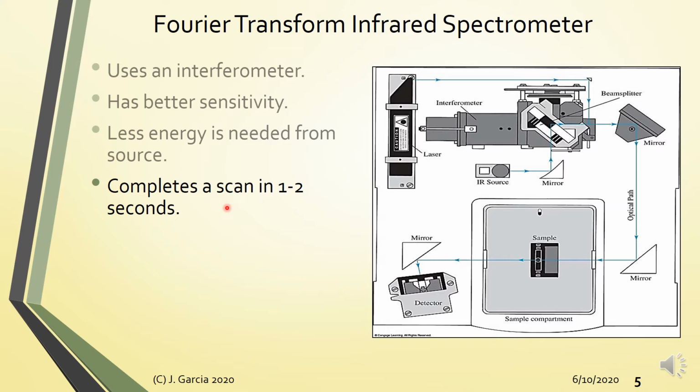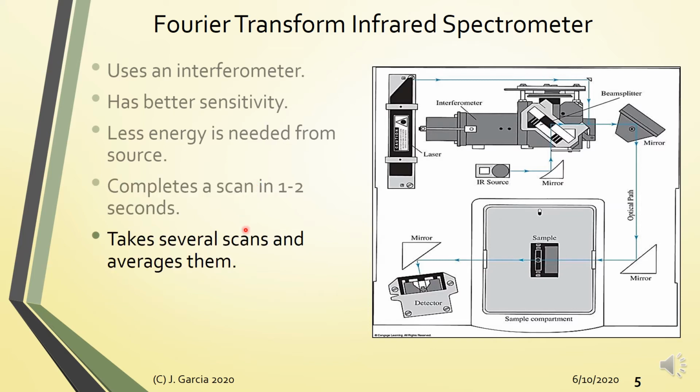However, one disadvantage is that if the weak signals of your sample in the IR spectra are important to you, these usually disappear or become even smaller after averaging. So if they are important to you, you need to lessen the number of scans so that the intensity of those small peaks is not lost or excessively attenuated. So again, you take several scans and you average.